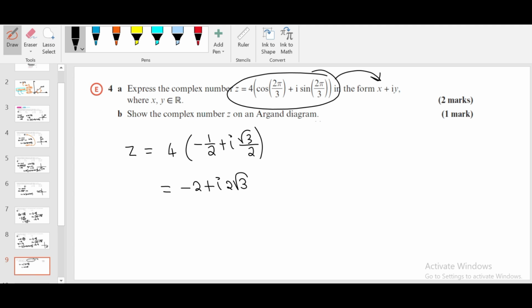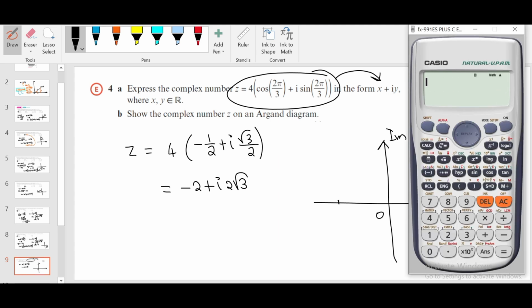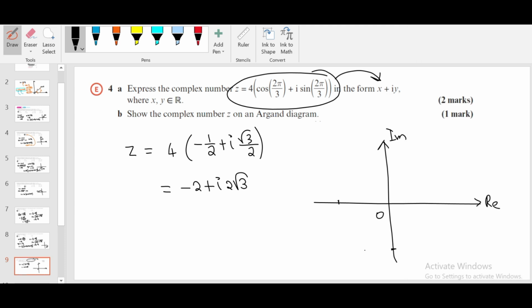Show the complex number on an argument diagram. Okay, draw the argument diagram: real axis, origin, imaginary axis. x is negative 2. y is 2 root 3. 2 root 3 is basically 3 point something. So y is positive here. So the point will be here: minus 2 comma 2 root 3. That's the point. That's all.